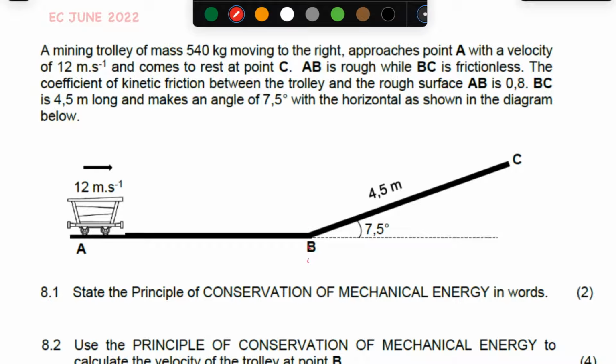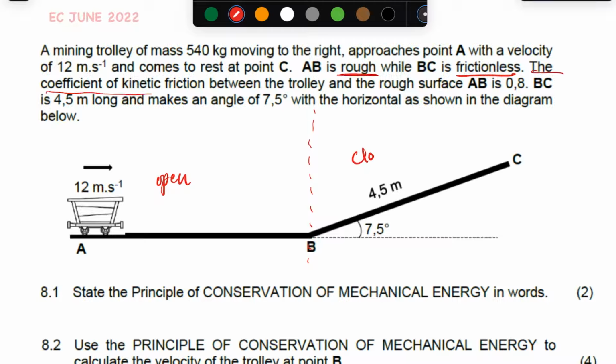That means these are two systems. This system is closed, right? It's closed because there's no friction here. It's frictionless, right? Now AB, it's open because it has what? It's rough. It has friction.